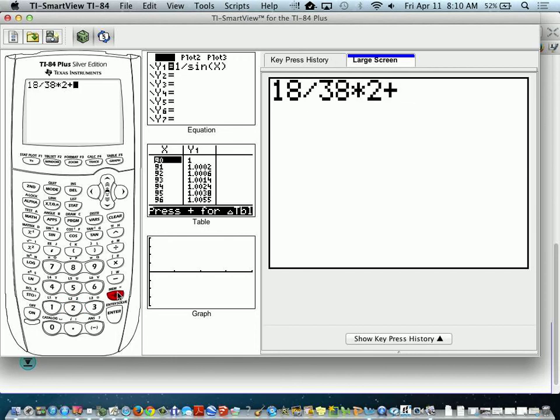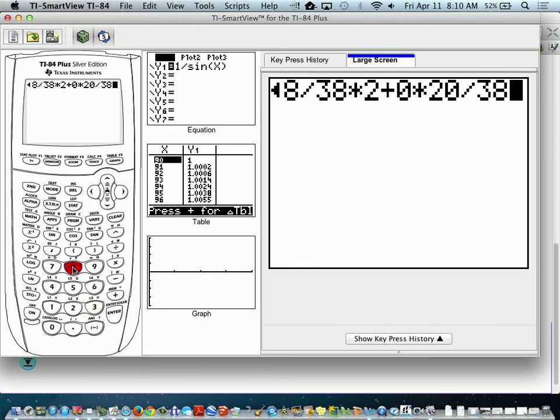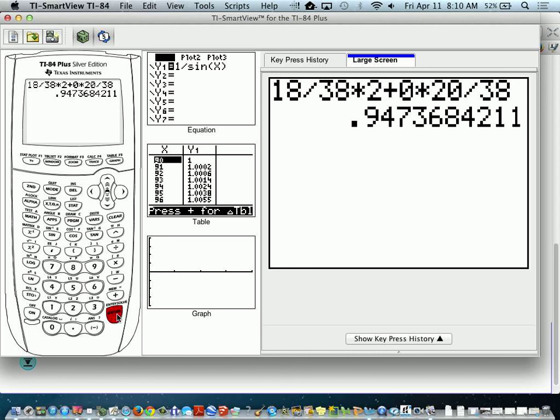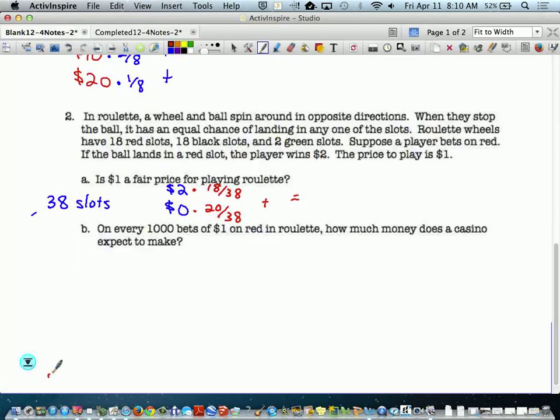I win. Do I really need to do this one? I mean, 0 times, it doesn't really matter. You're winning $0, right? So $0 times 20 divided by 38. So if you really have to type it in, go ahead if you feel the need, but 0 is going to be 0. So I expect to win 95 cents.